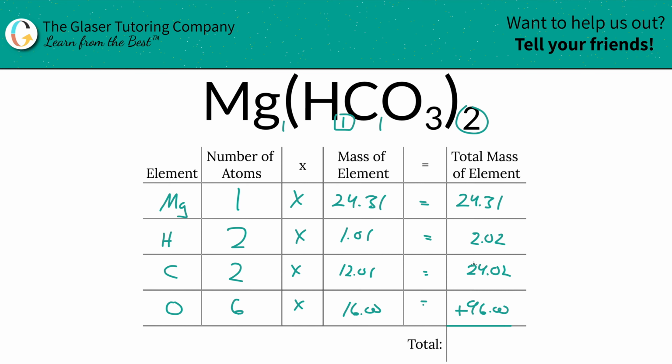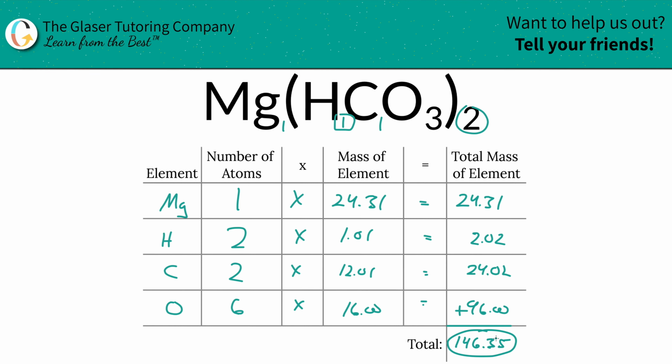Then to find the total mass of the entire compound, all you have to do is literally just add this column on up. So the total mass here of magnesium hydrogen carbonate is going to be 146.35. And there you have it. That's the first step of the process, to find the total mass.